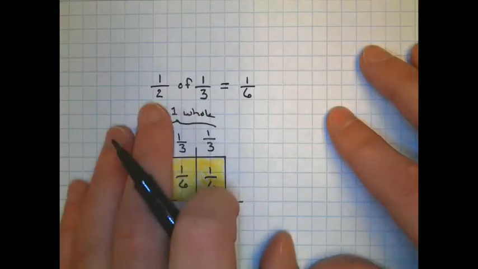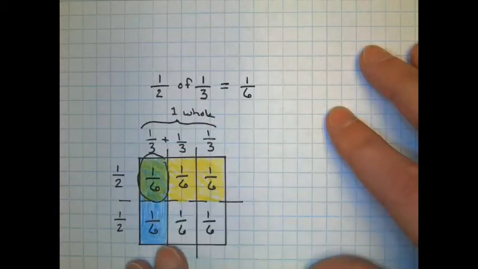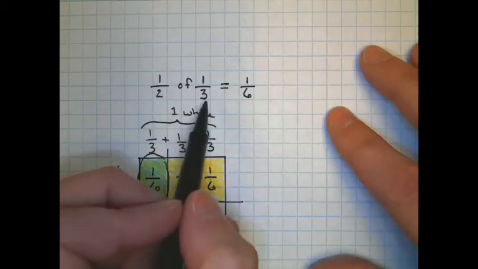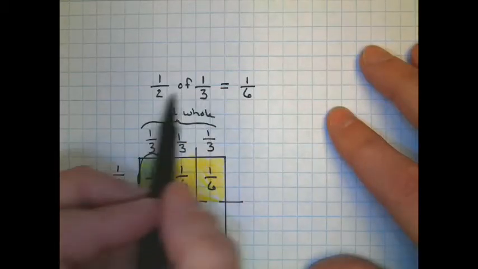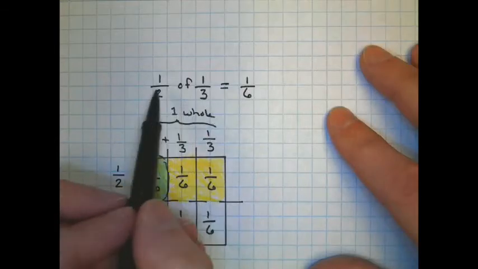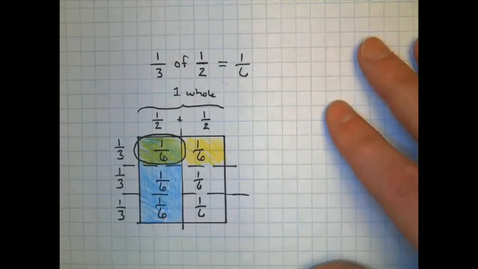So I'm seeing that regardless of which way I take it, I end up with 1/6. But my starting point and what I do and how I do it is different depending on whether I start with 1/3 or whether I start with 1/2.